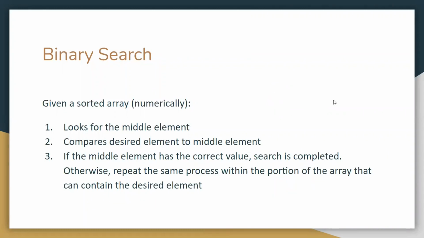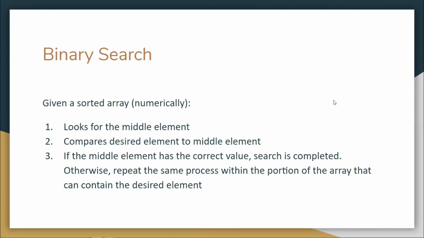Next, I'll be talking about what we call a binary search, which is a much more efficient searching algorithm. So the binary search algorithm looks something like this. If we are given a sorted array of elements, for example, an array of integers sorted numerically from least to greatest, first, the binary search looks for the middle element within the array. It then compares the desired element to this middle element.